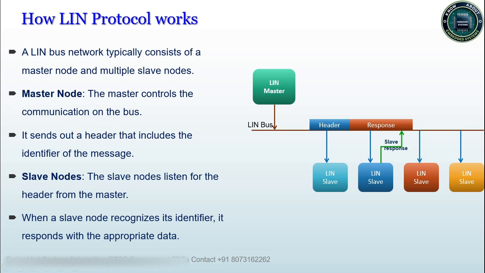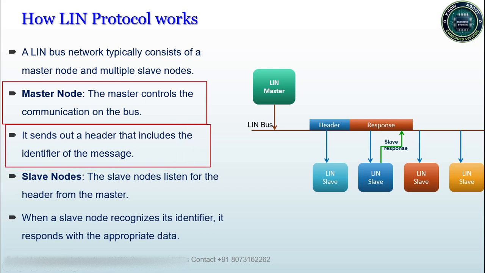So once the master initiates the communication, the master will send out a header which includes an identification number. Whenever you want to communicate from master to slave, the master will first initiate the communication by sending the header. In this header we will have 3 points: one will be the break field, one will be the sync field, and one will be the identifier or protected ID, which we call PID. So we will have 3 pieces of information: break field, sync field, and protected ID, PID.